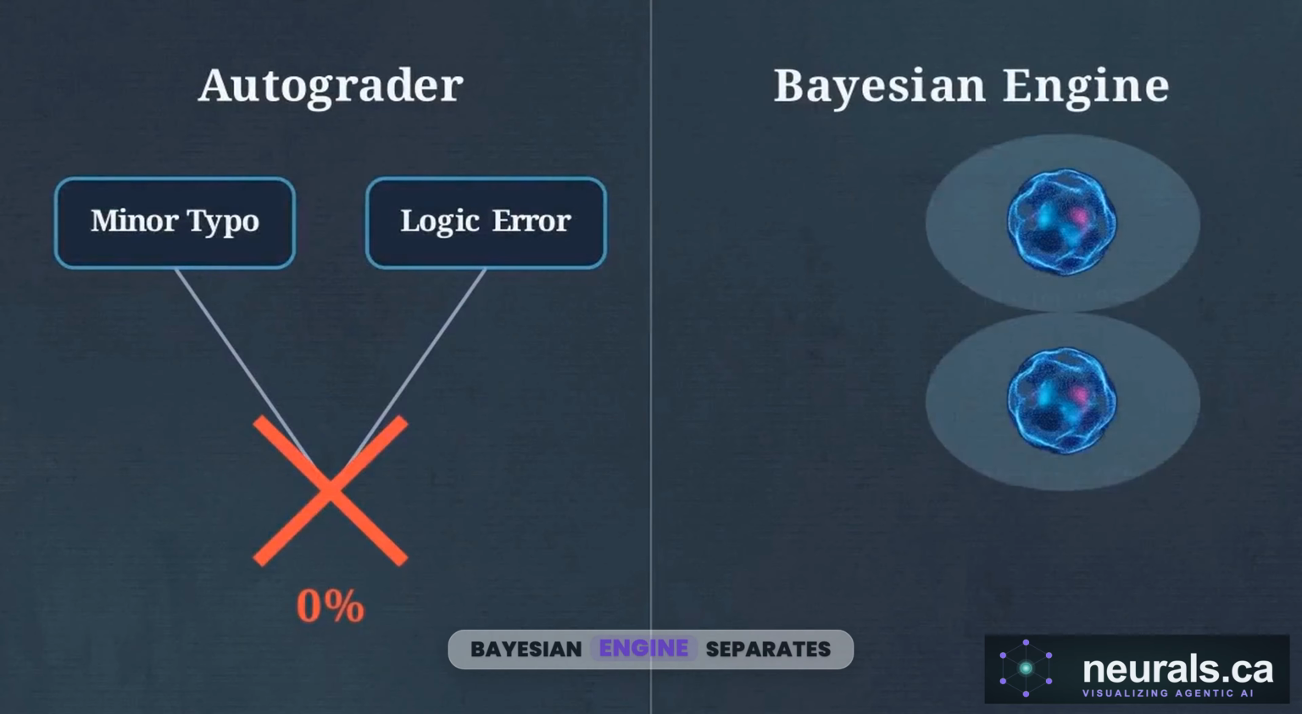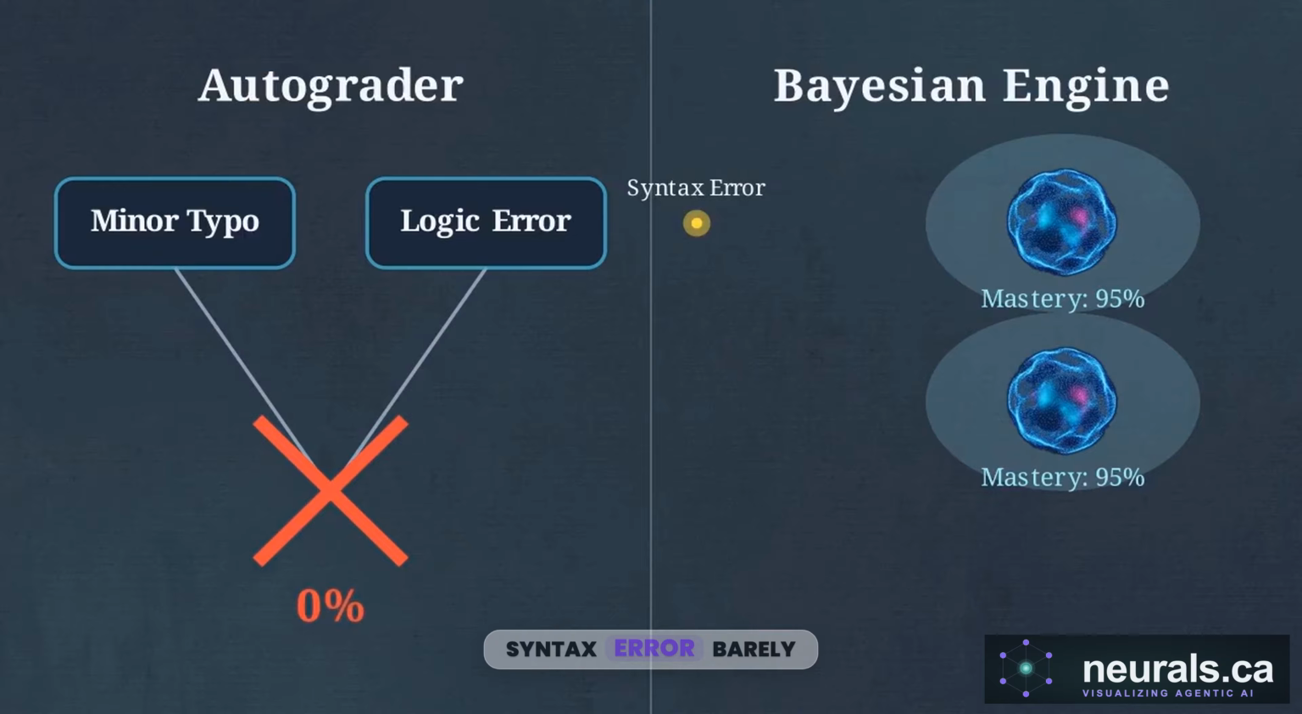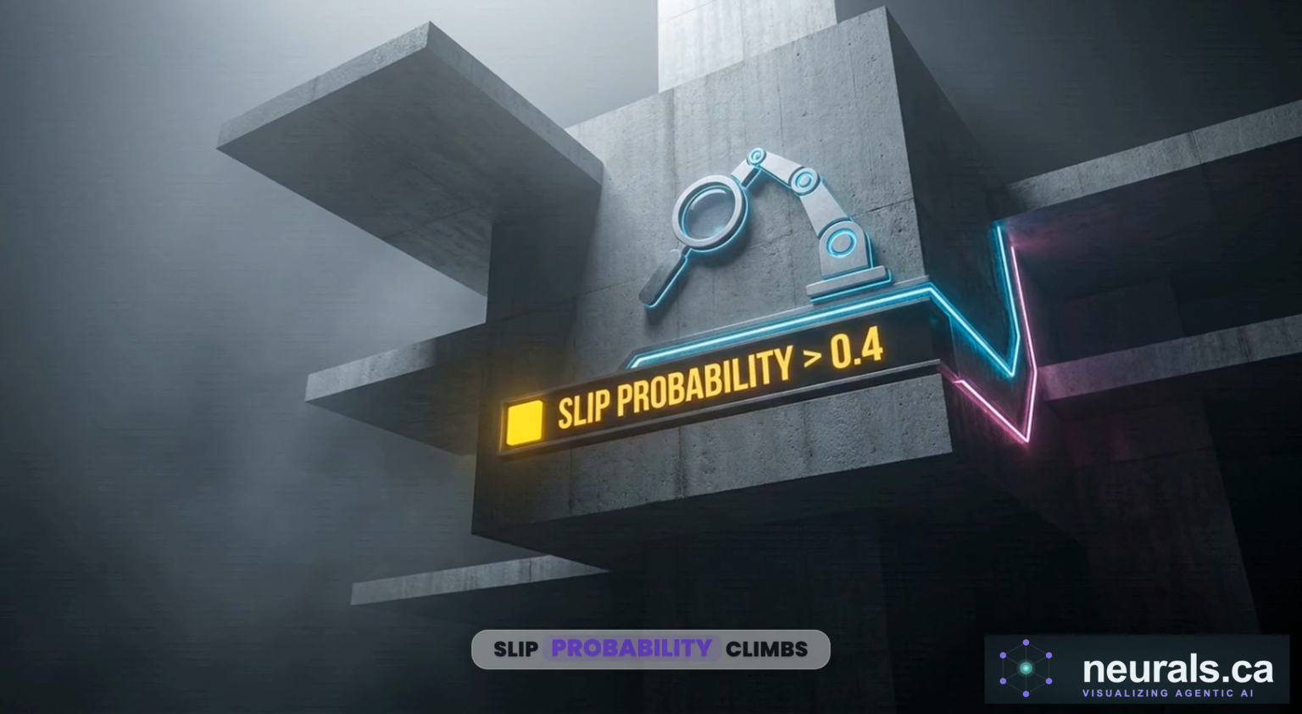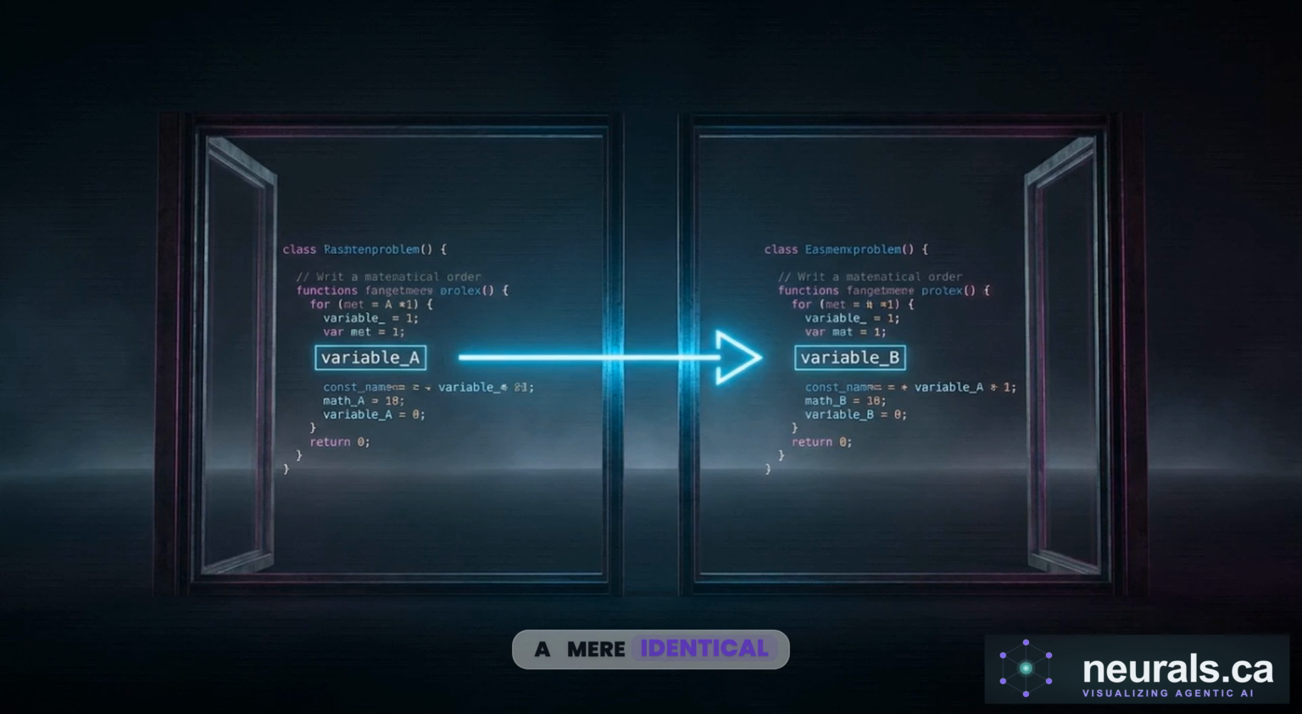The Bayesian engine separates them. A minor syntax error barely ripples the probability cloud of a mastered concept, but a genuine logic error causes the entire structure to plummet. If the slip probability climbs too high, the agent doesn't try to guess the user's intent. It deploys a probe, a near-identical problem designed specifically to disambiguate a careless typo from a genuine lack of knowledge.